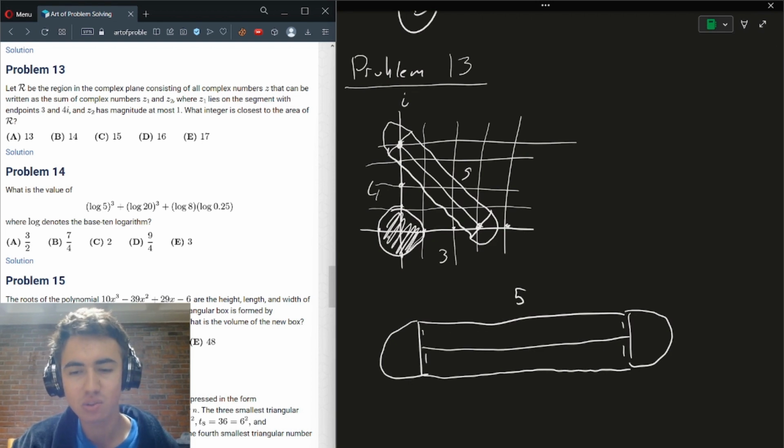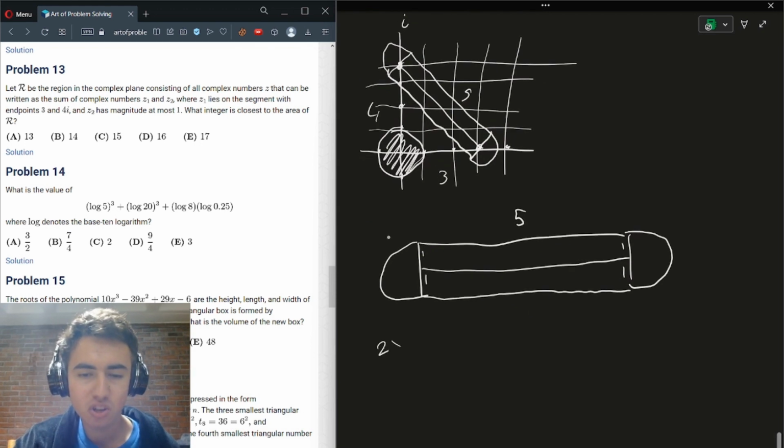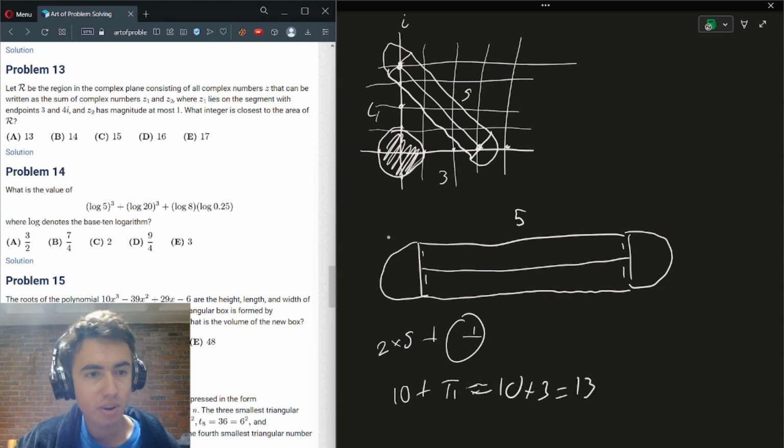The radius of these half circles is 1. And you can see that combining these two half circles gives one circle. So basically, we have a 2 by 5 rectangle plus a circle with radius 1. And obviously, that area then is going to be 2 times 5 is 10, plus pi times the radius 1 squared, or just pi. And that is closest to 13, right? That's around 10 plus 3, which is 13, which is A.